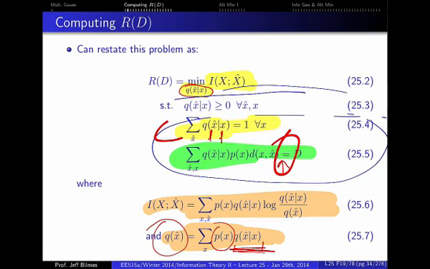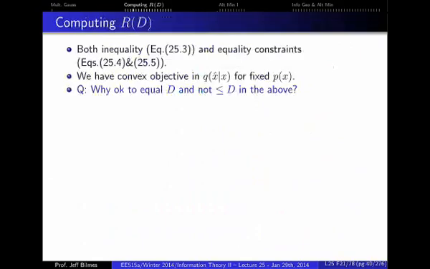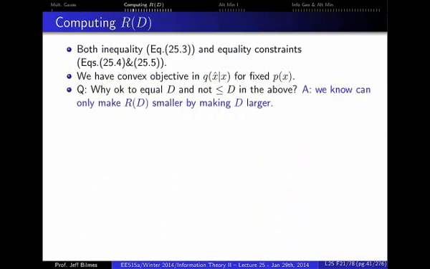Why is it okay to say equal to D? Well, remember there's that theorem that we proved, which basically says that when D gets bigger, R of D can only get smaller. So R of D is monotonically non-increasing with increasing D. Therefore, if we just set D to its maximum value, there's no chance that we'll have ever further restricted D. Right. So we can always get the solution where it's exactly equal to D.